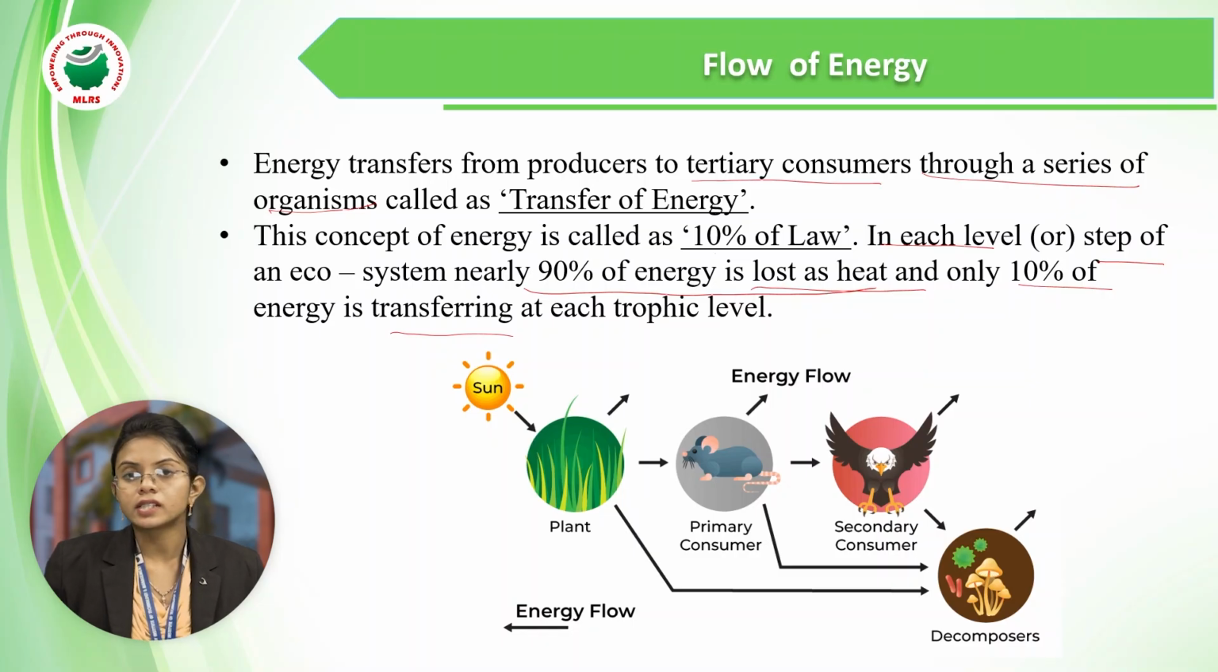As I said, the energy transfers from the producers and continues to the tertiary consumers. Plants are the primary producers. Why do we call them producers? Because plants can prepare food by themselves through a process called photosynthesis, using sunlight.